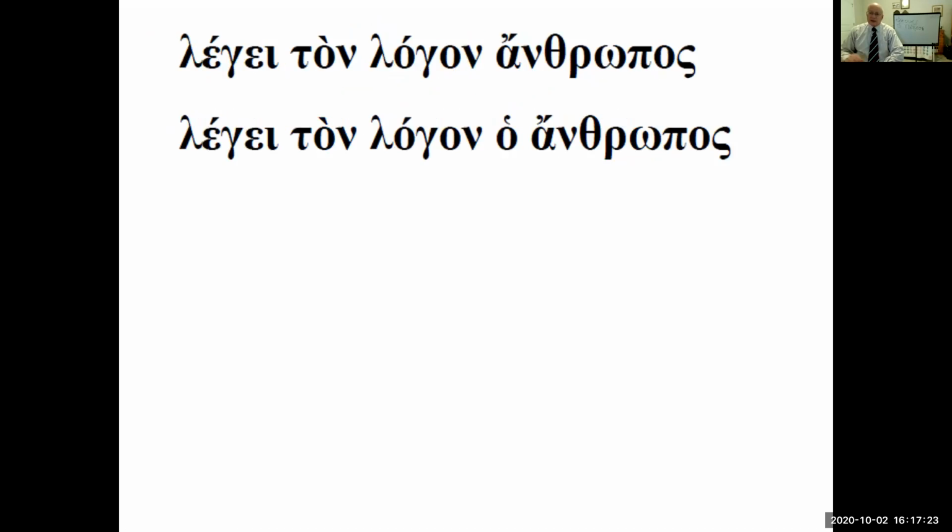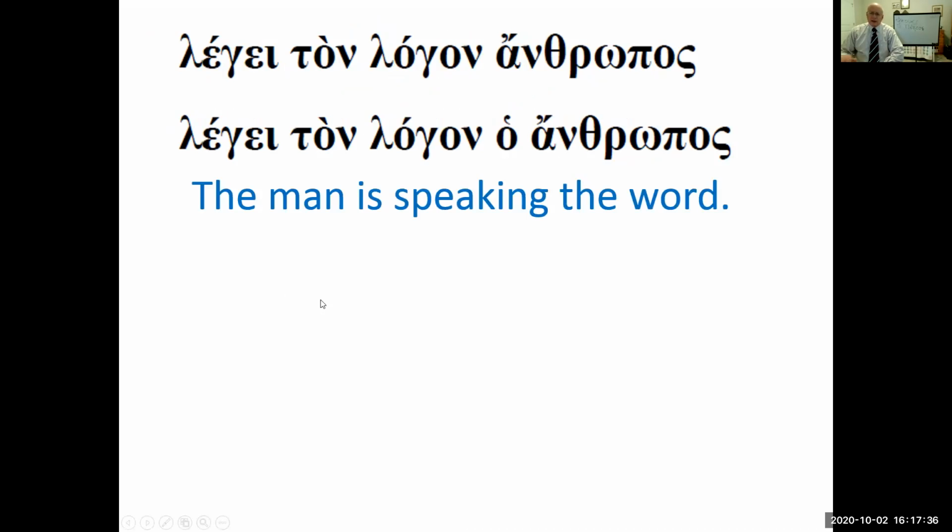Let's take another sentence. Lege ton logon ho anthropos. How would we translate this? Well, again, we have the third person singular, is speaking, he, she, or it, but we have ho anthropos, which is nominative case, so we know it is the subject. The man is speaking the word. Ton logon is the object.